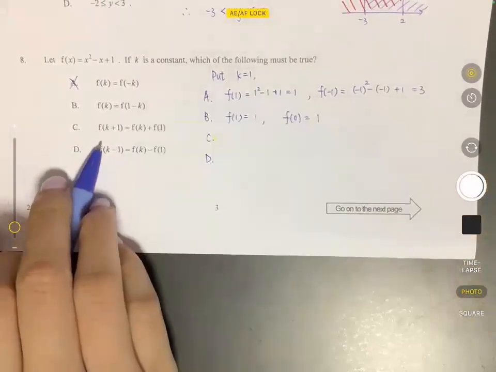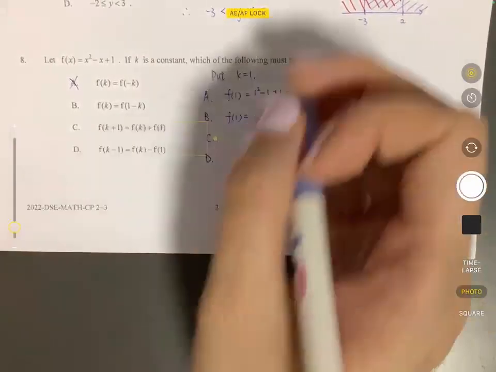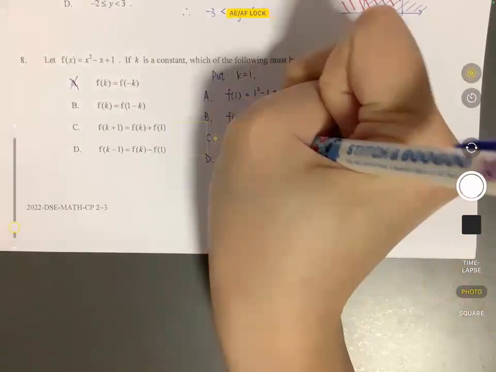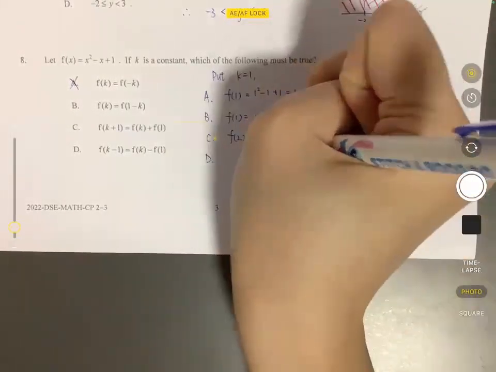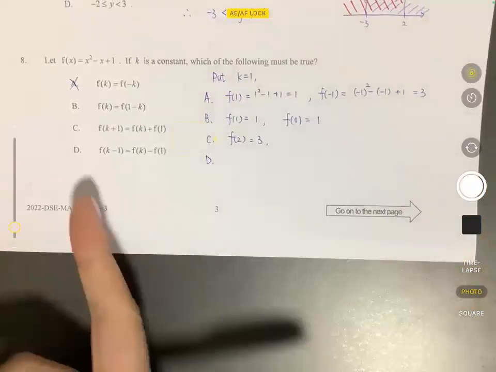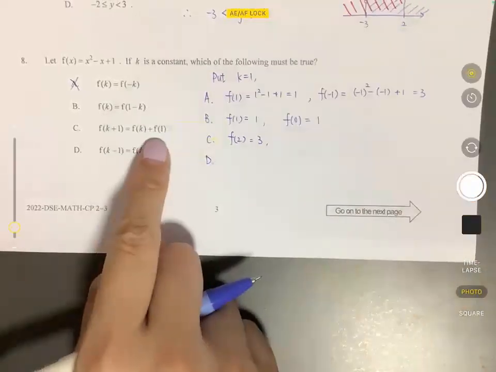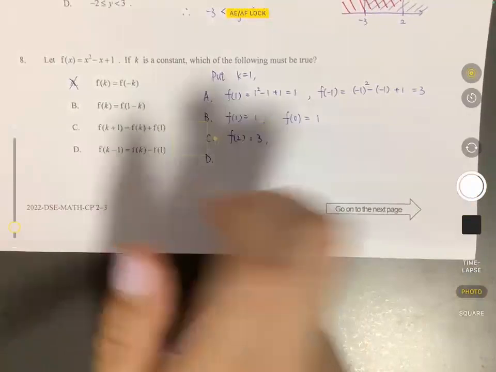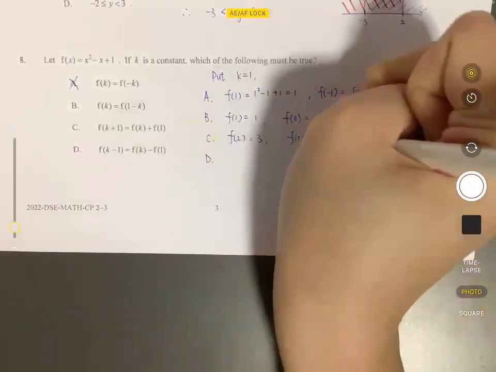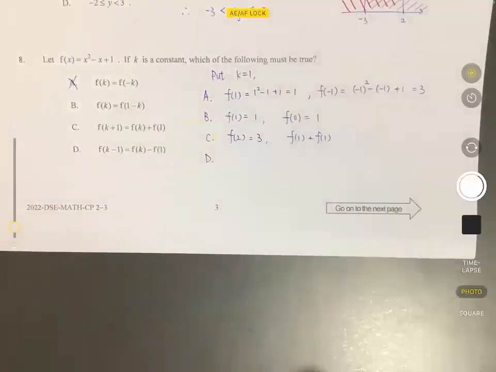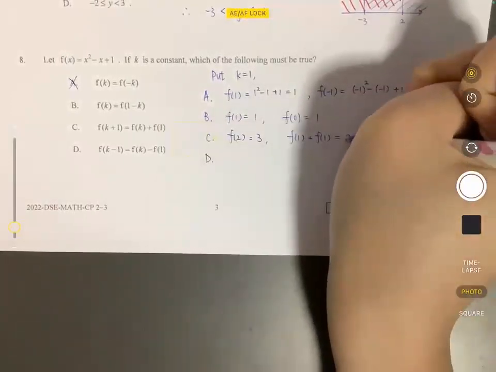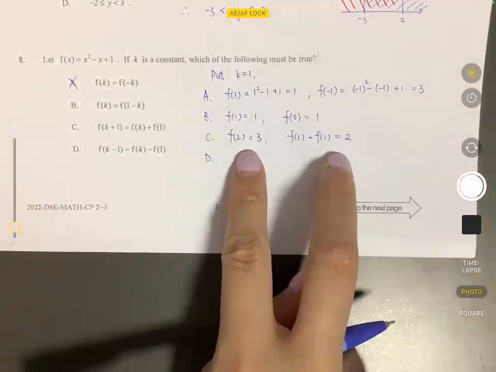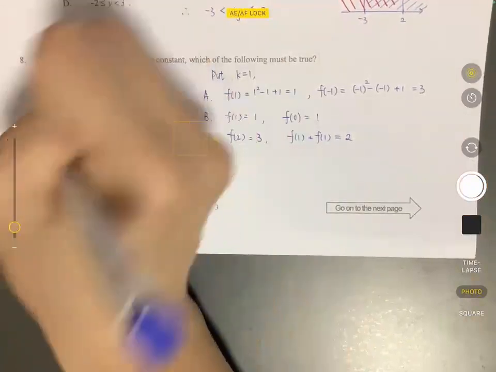For the left hand side again, f(1) plus 1, that means I will have f(2) for the left hand side. According to the calculator, I got f(2) is 3. How about the right hand side? We'll have f(k) plus f(1), that means f(1) plus f(1), right? And what is f(1)? We got 1 already. So that means 1 plus 1 is 2. So 3 is not equal to 2. So C is not correct.